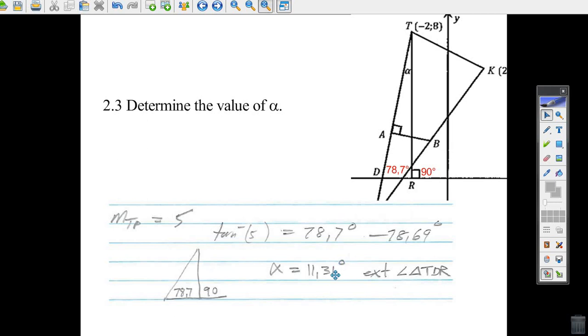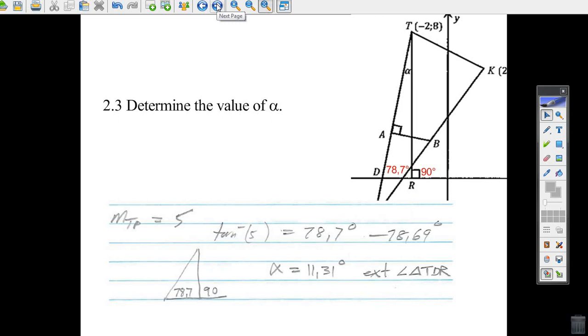Now this angle here is 90 degrees. It's a right angle, that's what the little square means. In triangle TDR, alpha is right at the top of it. There's a rule that says the angle out here is called the exterior angle. These two are interior angles, and they have to add up to 90 degrees. So all you do is go 90 minus 78.69, and you get 11.31 degrees. The reason it works is the exterior angle of triangle TDR.